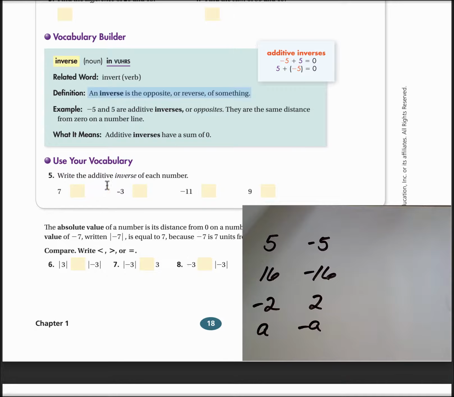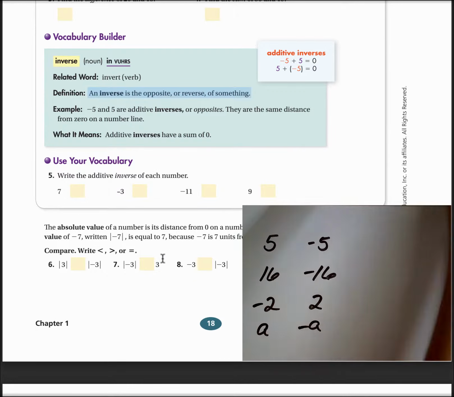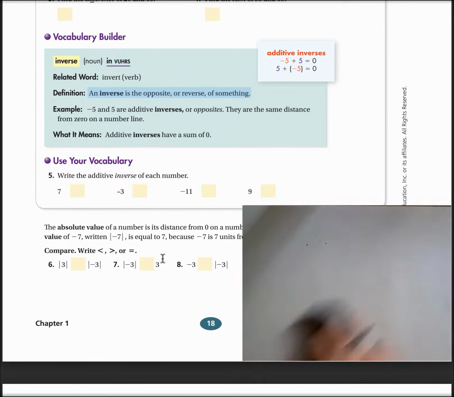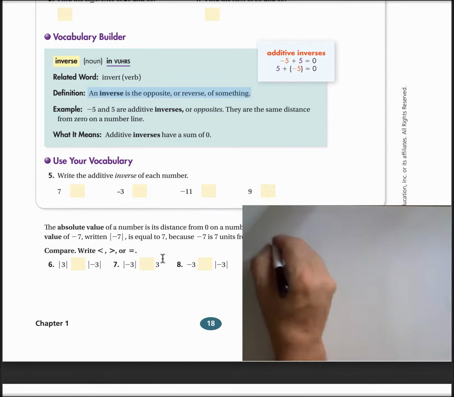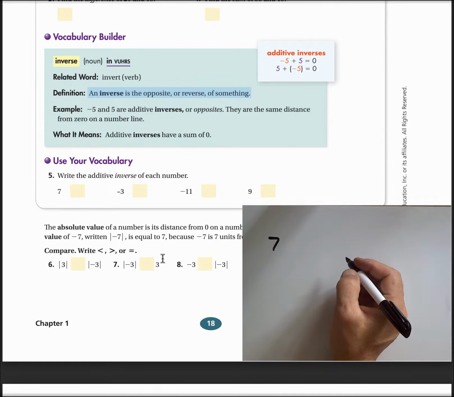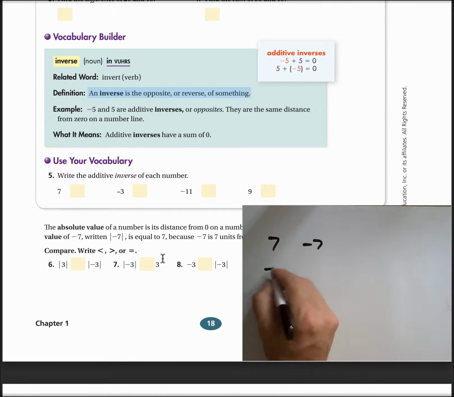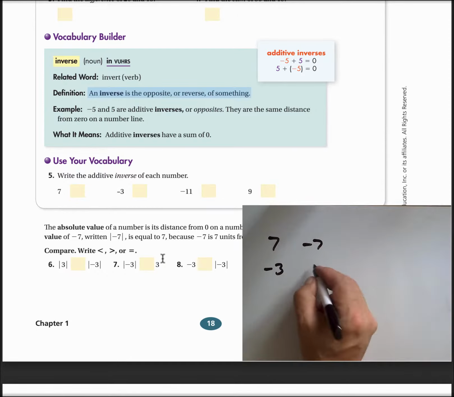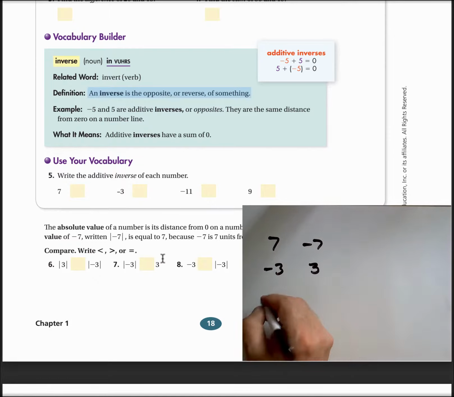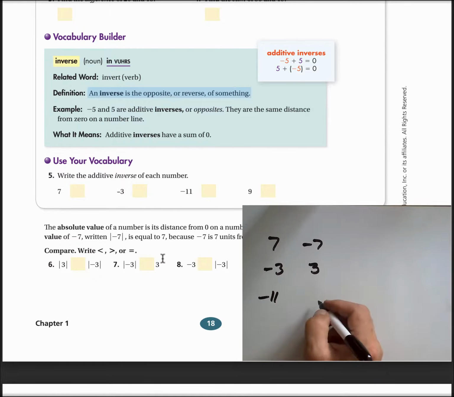All right, let's take a look at number 5 here. It says write the additive inverse of each number. Well, let's take a look at the additive inverse of each one of these numbers. We have 7. The additive inverse for this is negative 7. We have negative 3. Additive inverse is 3. We have negative 11. The additive inverse for it is 11. And 9, the additive inverse is negative 9.